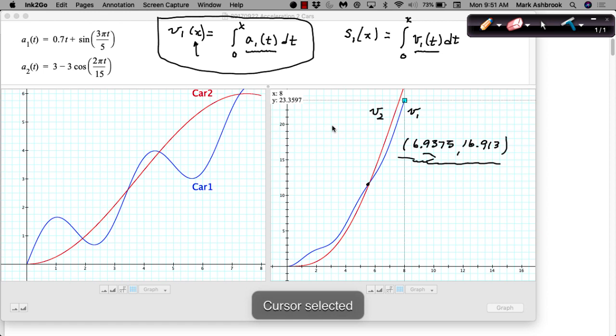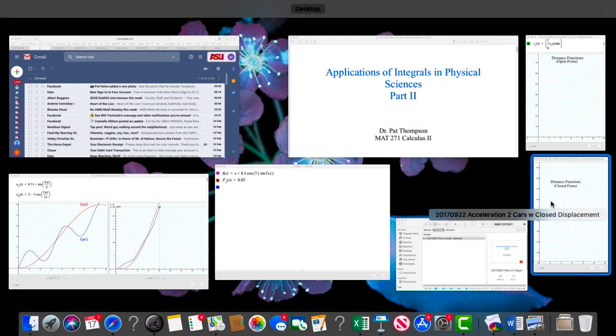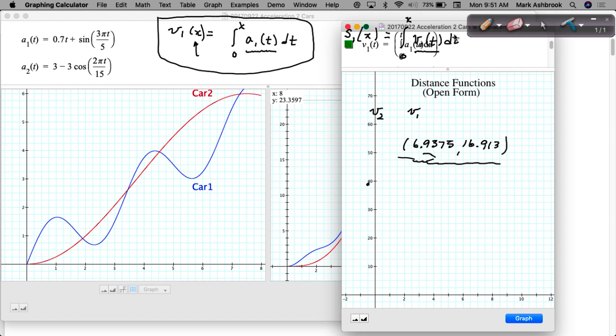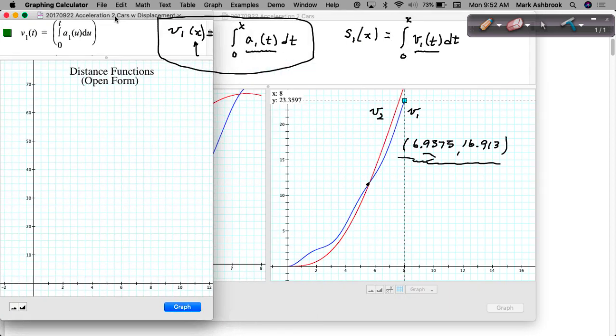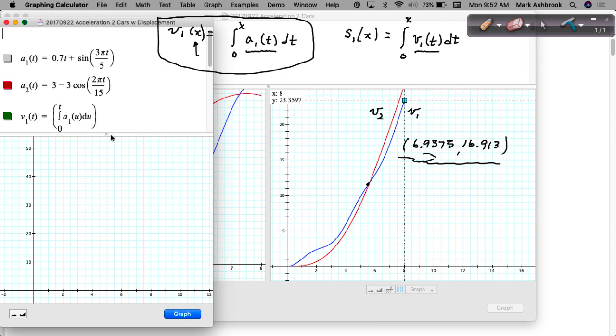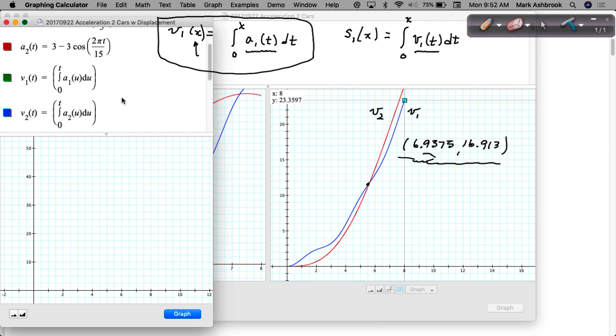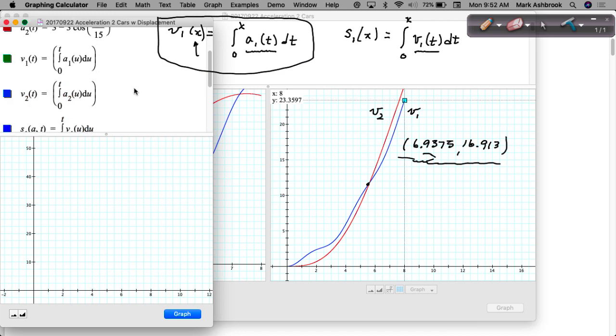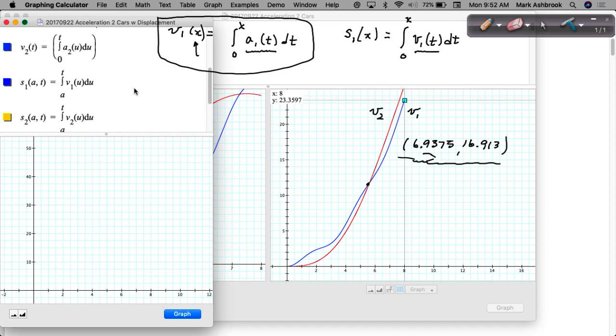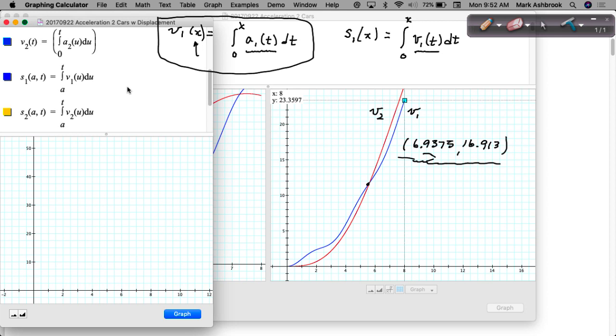So let's do that. So let's see here. I have already set that up. So here is the acceleration. Here are our speed functions, right? Can you read that in the back? There are the speed functions, and now I need the distance functions. I can get those distance functions by using the speed as the exact rate of change, right? The exact rate of change of distance is speed.